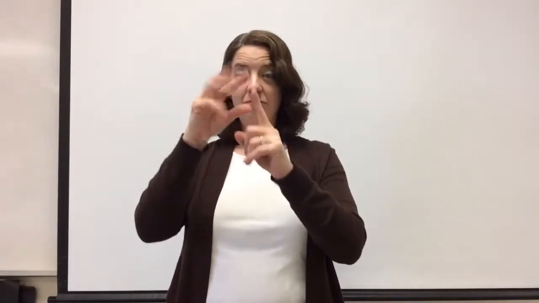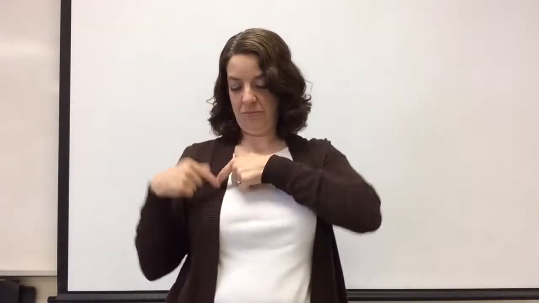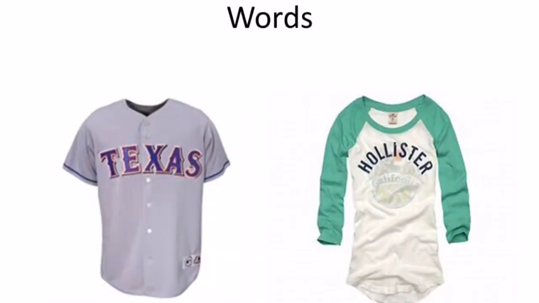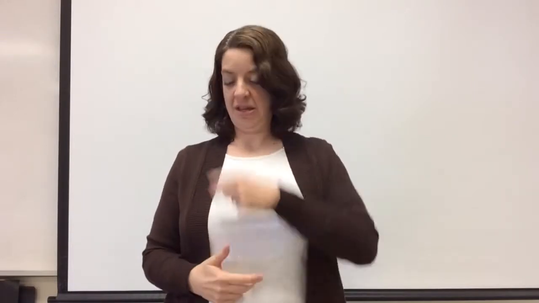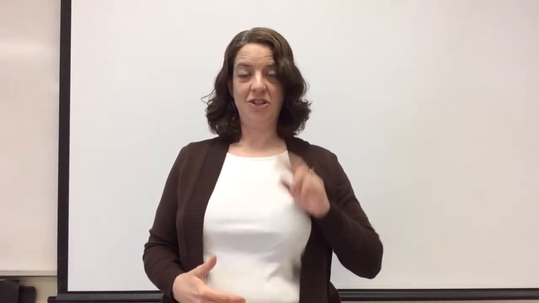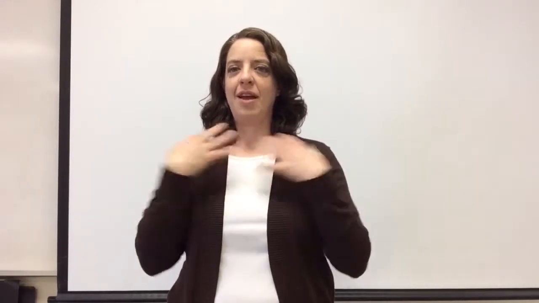Or maybe you have a shirt with words on it. So this is the sign for word. And then you're going to describe how they look on the shirt, like these. So Texas written across the front of the shirt. Or could look different, like the other shirt. It said the word Hollister across the front. So that's where it's written. So here's how I'm going to sign. I'm actually going to sign the letters across the front of the shirt.